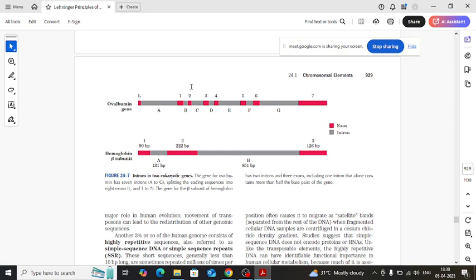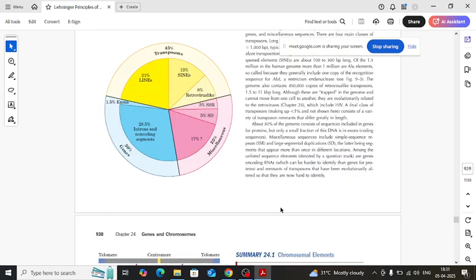So this is an example of a gene with exons and introns. These red portions are the exons, and these gray portions are the introns. Similarly here, the hemoglobin beta subunit has two introns. One is 131 base pair and the other is 851 base pair, and it has three exons. The first one is 90 base pair, the second one is 222 base pair, and the third one is 126 base pair.